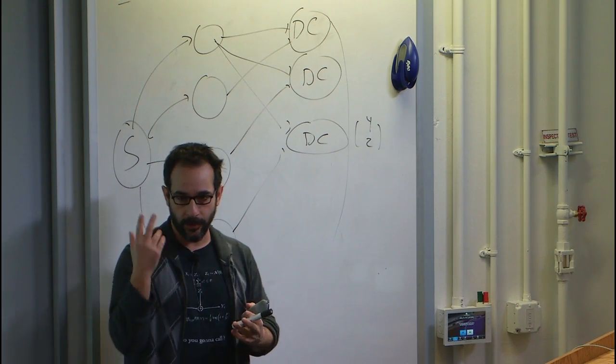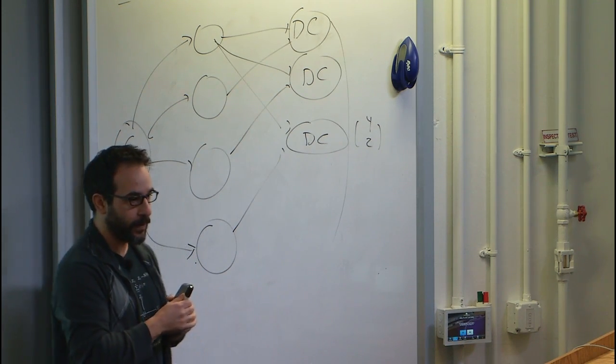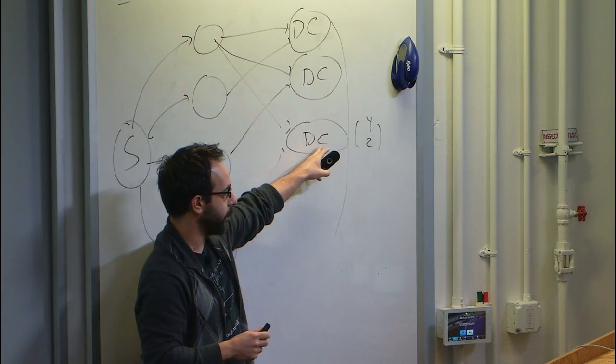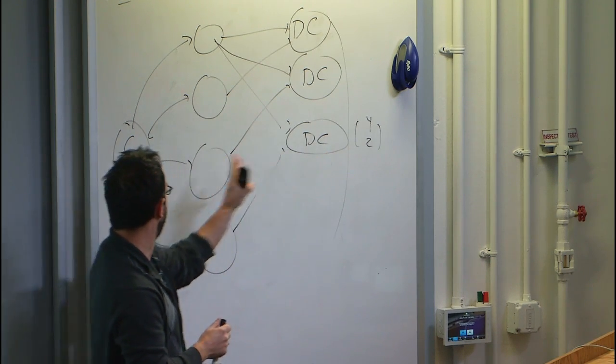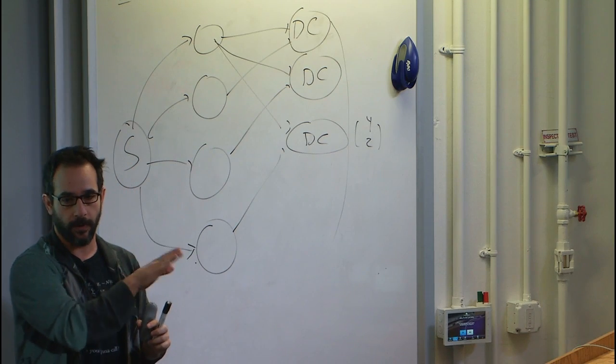And now there are two arguments that we're using here. The first one is that if there is a single data collector, a single sink that doesn't have enough flow from the source, then you're definitely screwed. There's definitely no way to do it.